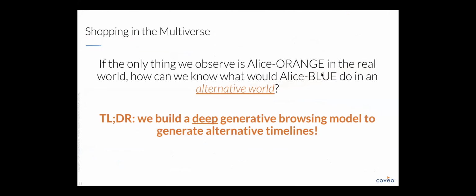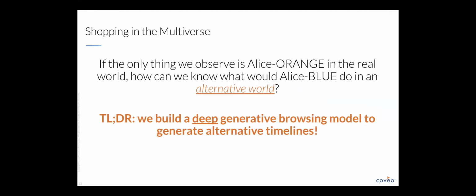So if the only thing we can observe is Alice Orange, the question is how can we know what Alice Blue, the imaginary one, will do in this alternative world? The concept should be pretty clear by now. We have a real session where a user searched and bought something, and we're going to ask if the user would have bought that anyway without the search. To answer that, we're going to create an alternative session where the user behaves exactly like the real user up until the point of search, and then we're going to see what this imaginary user is doing. How do we do that?